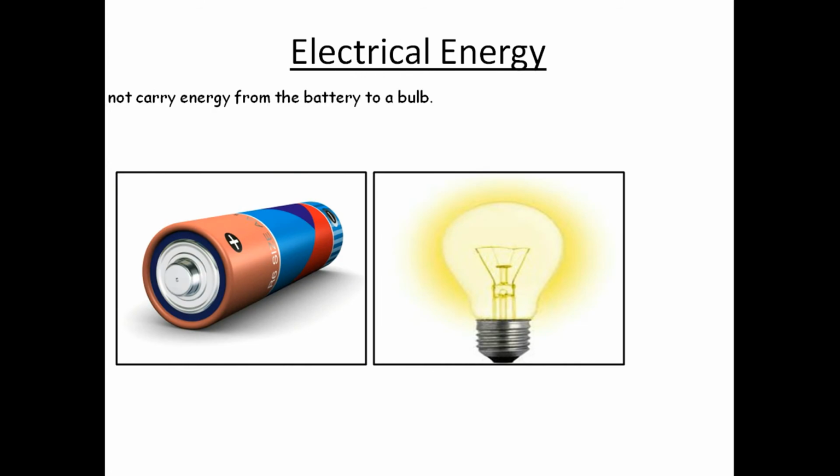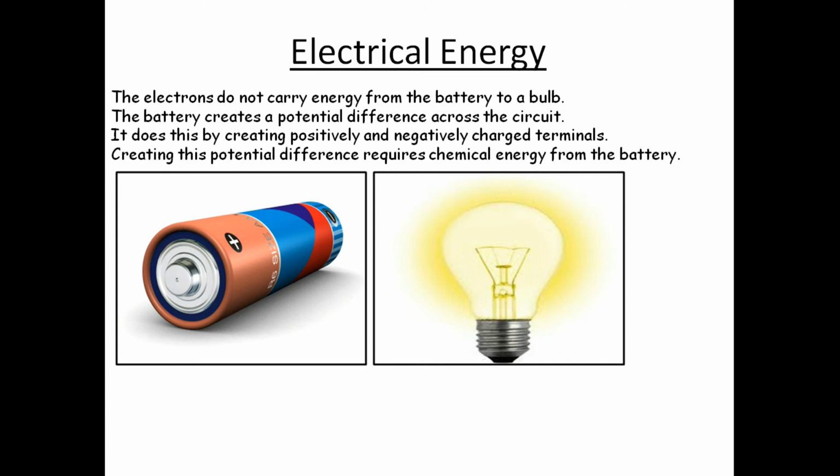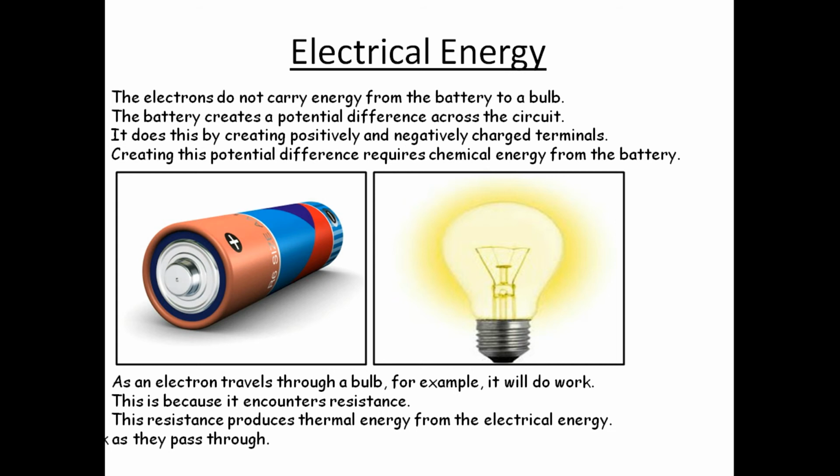So we're going to look at electrical energy now. The electrons do not carry energy from the battery to a bulb. The battery creates a potential difference across the circuit. It does this by creating positively and negatively charged terminals. Creating this potential difference requires chemical energy from the battery. As an electron travels through a bulb, for example, it will do work. This is because it encounters resistance. This resistance produces thermal energy from the electrical energy.